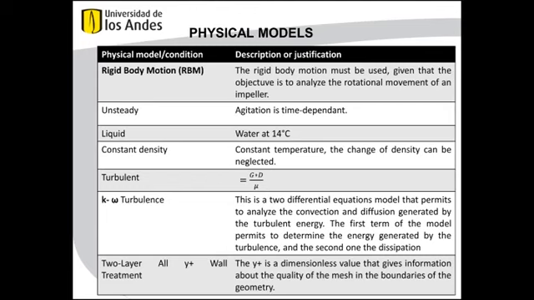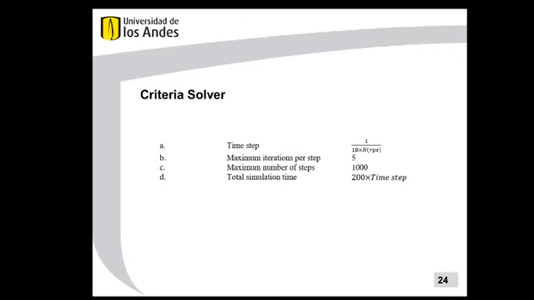Although some of the simulations are in laminar flow, the turbulent model provides a much more accurate description of the fluid behavior. The k-omega turbulence model is a two-differential-equation model that allows us to analyze the convection and diffusion generated by the turbulent energy. As time is an important factor, the time step must be set up, along with a maximum number of iterations per step, a maximum number of steps, and a total simulation time. This is the configuration we used.